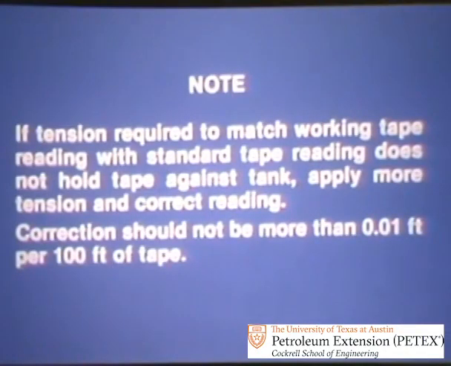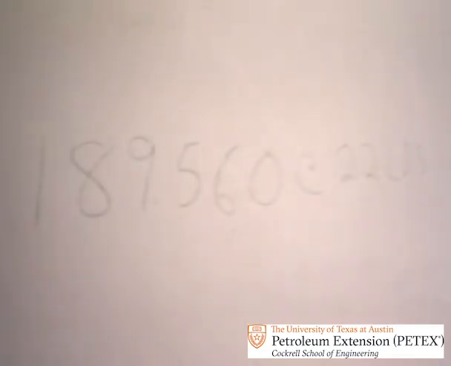One note: if the tension required to match the working tape reading with the standard tape reading doesn't hold the tape against the tank, apply more tension on the working tape and correct the reading to bring it into agreement with the standard tape. But the correction shouldn't be more than 1/100th of a foot per 100 feet of tape. In any case, the amount of tension that must be applied to the working tape is carefully recorded. This tension will be applied to the working tape to get the rest of the circumference measurements. The working tape is now calibrated.